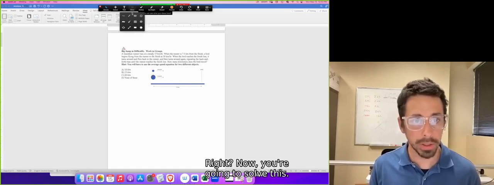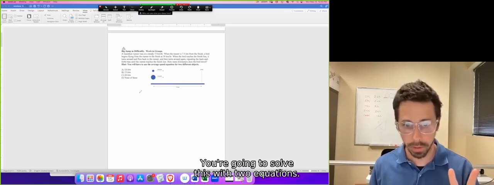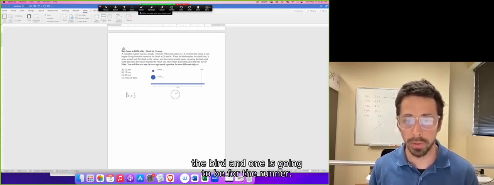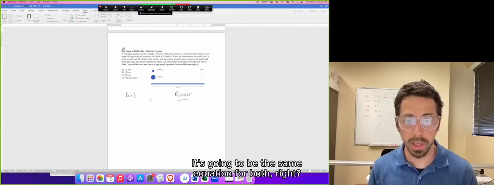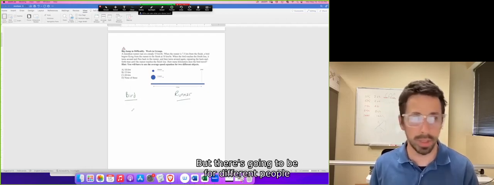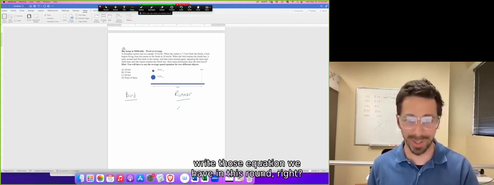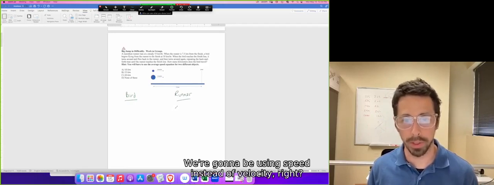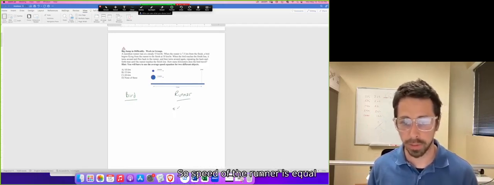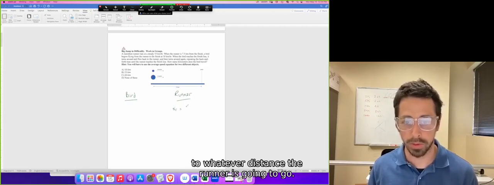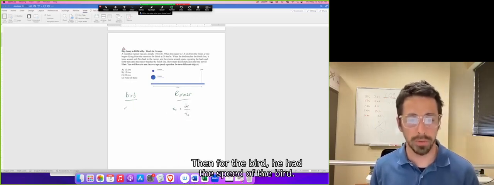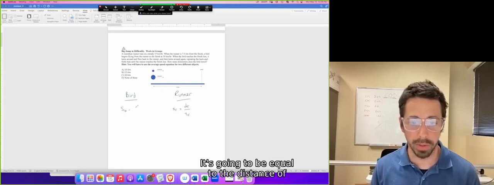Right? Now you're going to solve this with 2 equations. One is going to be for the bird, and one is going to be for the runner. And it's going to be the same equation for both, right? But it's going to be for different people, right? Those equations we have in this round, right? I think it's going to be using speed here. We're going to be using speed instead of velocity, right? So speed of the runner is equal to whatever distance the runner is going to go divided by however long it took the runner to do so, right? And then for the bird, you have the speed of the bird. It's going to be equal to the distance of the bird divided by the time of the bird.